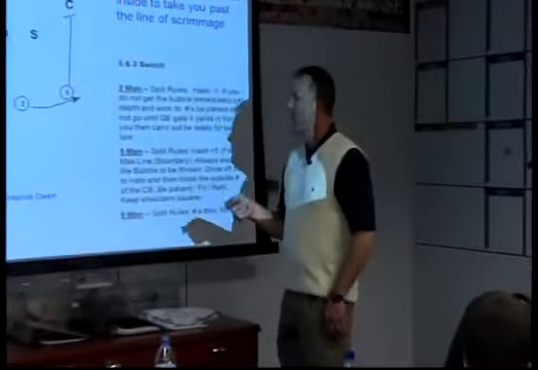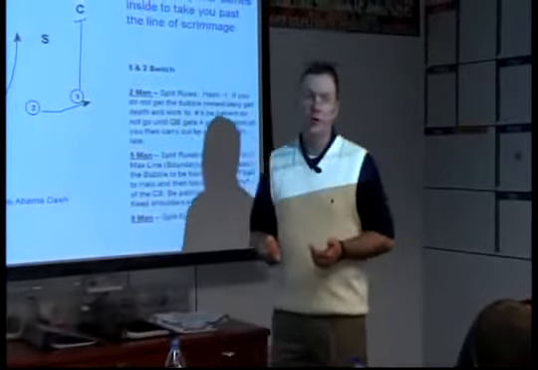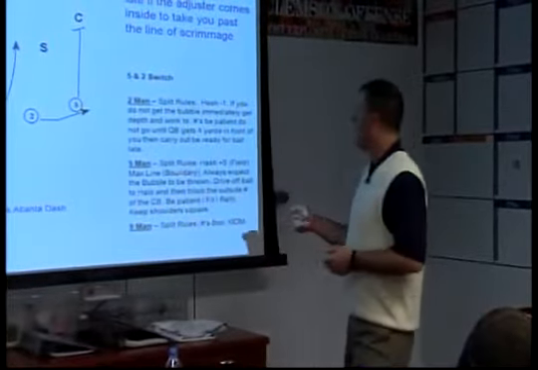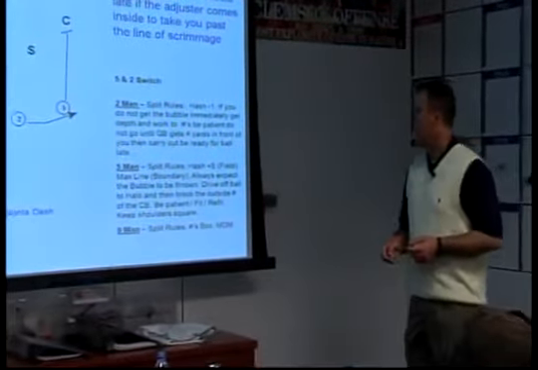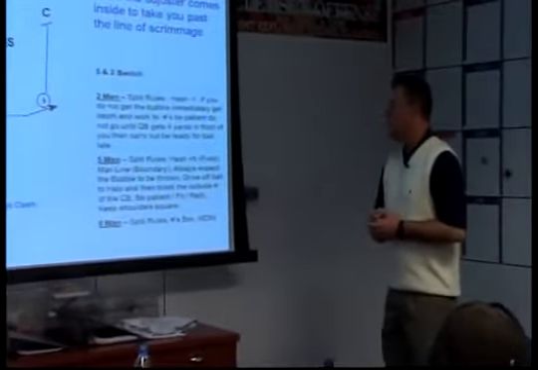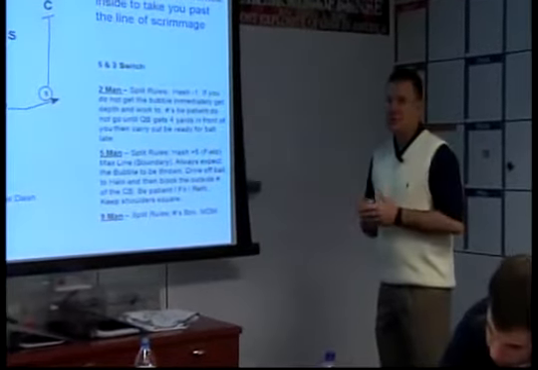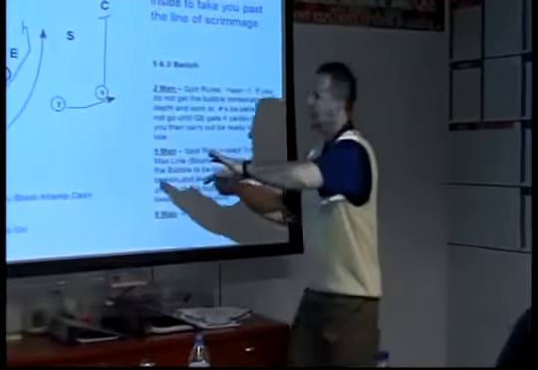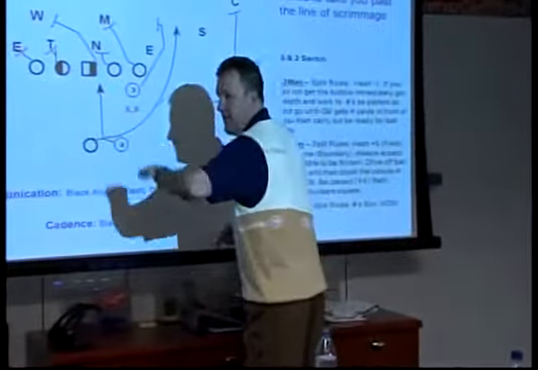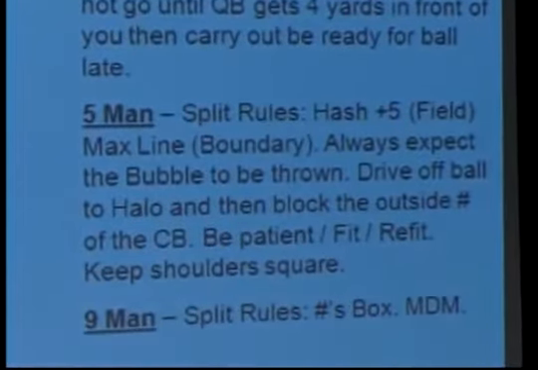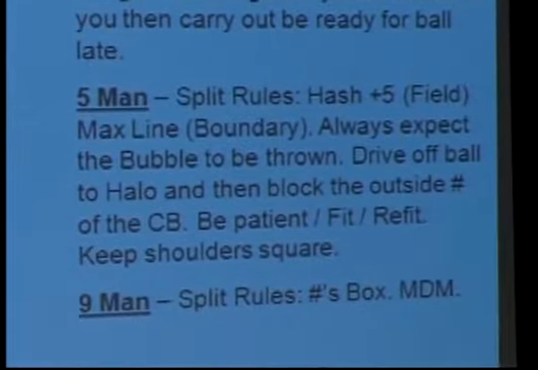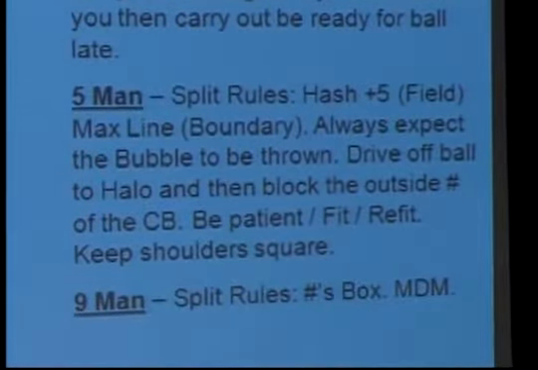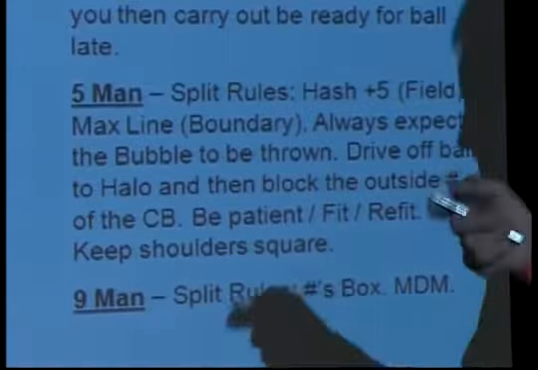The 5-man's job is always assume a bubble throw. Always assume the bubble throw. Your split rules are +5 off the hash, blocking for the bubble. It's no different for you guys as if it was Deuce Atlanta, where it's a 2-man surface side and we got to throw the bubble off of it. 9-man split rules. Your numbers. Top of the numbers on the box, your most dangerous man working inside.